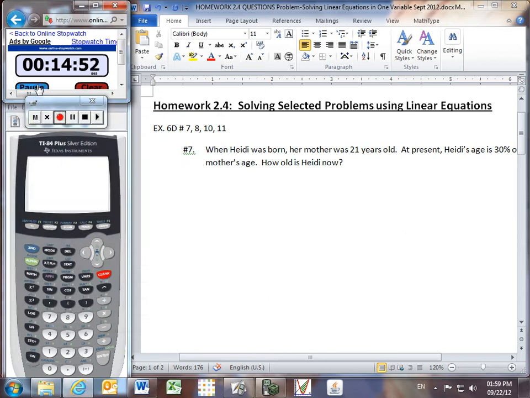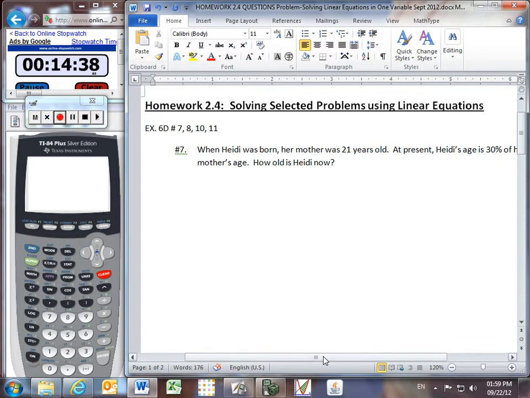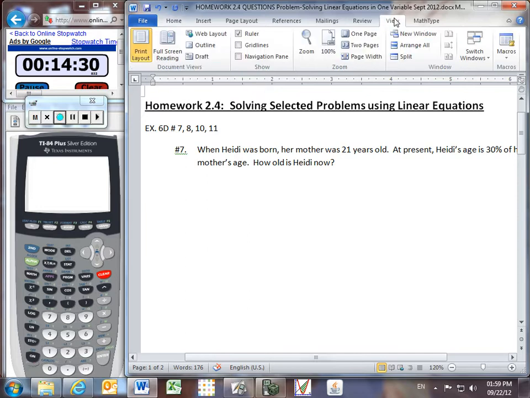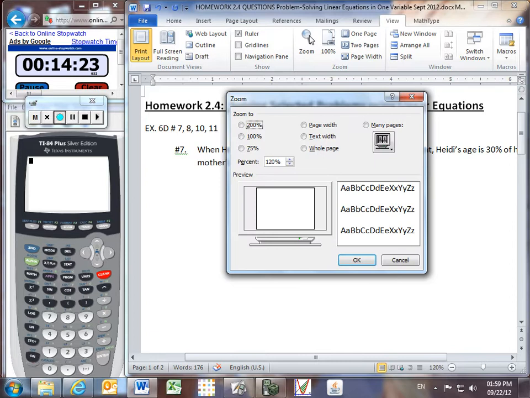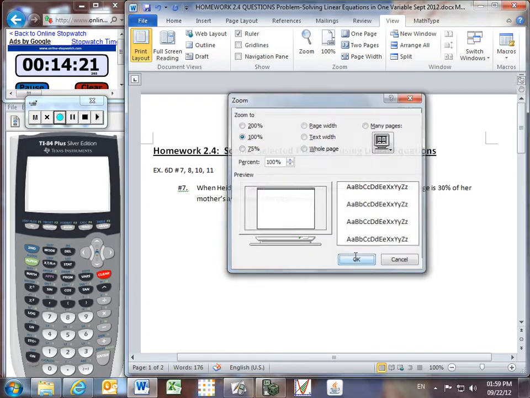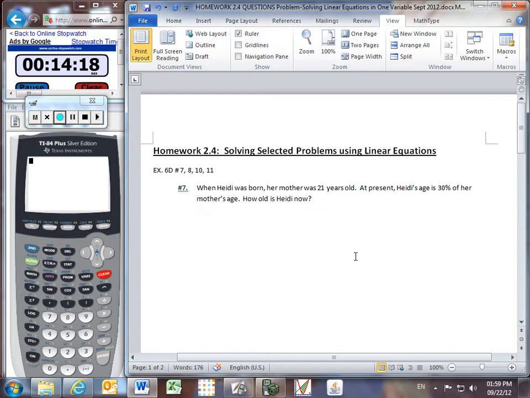Okay, so we're solving four of the problems from exercise 6D, which was problem solving using linear equations in one variable. And so we're going to make sure that we solve all of these problems using only one variable. I know it's possible to do some of these with simultaneous equations, but that's not going to be our approach today.